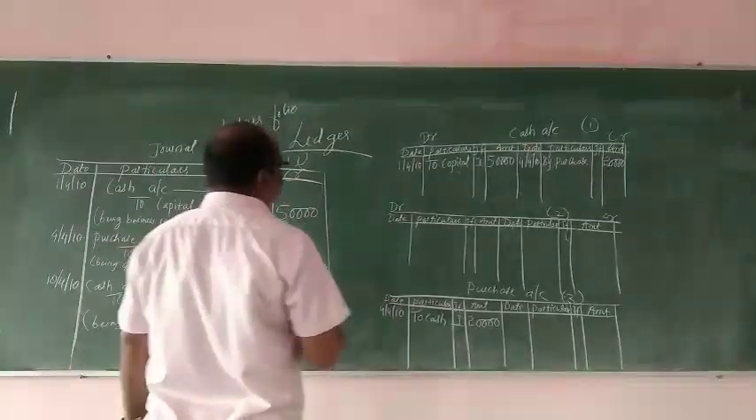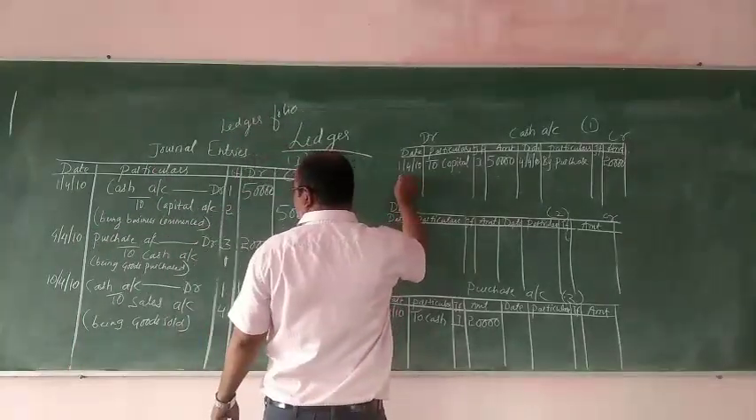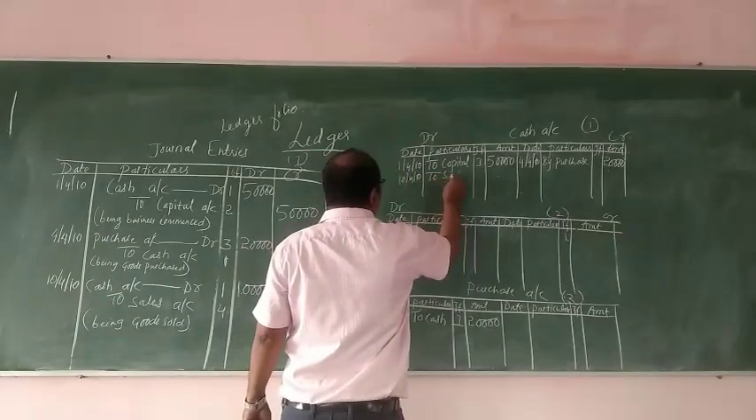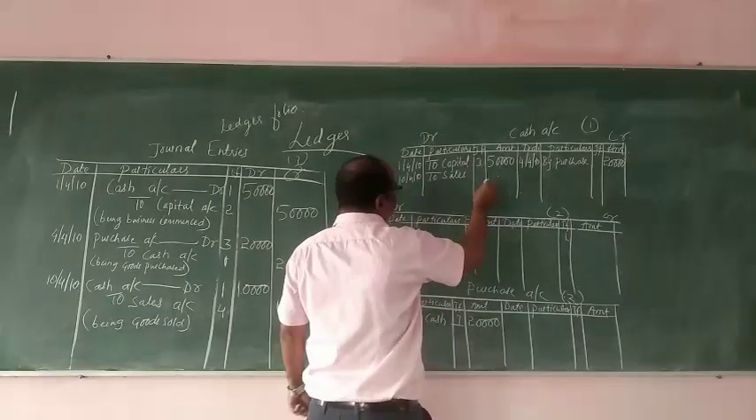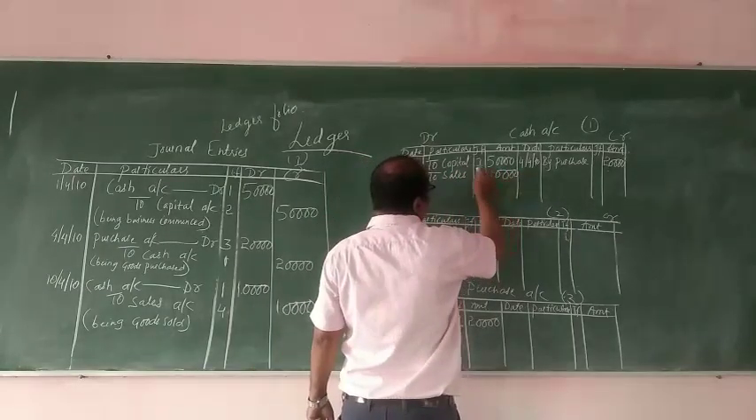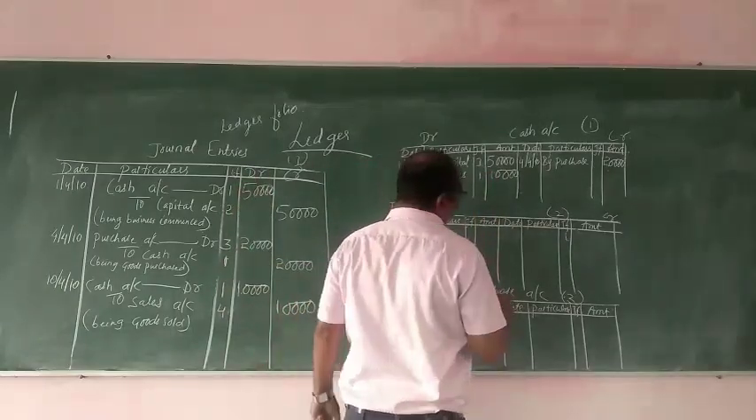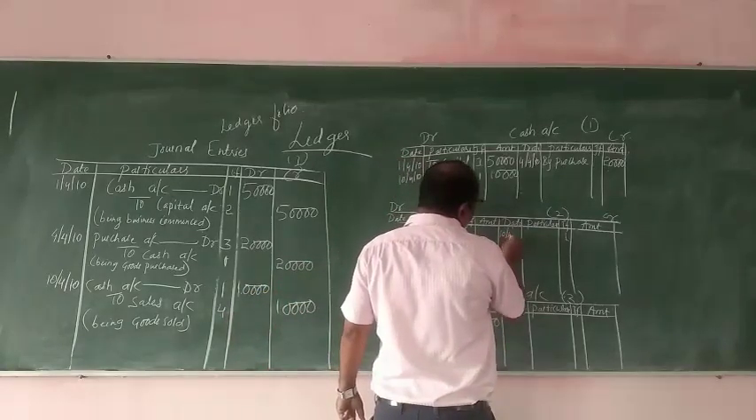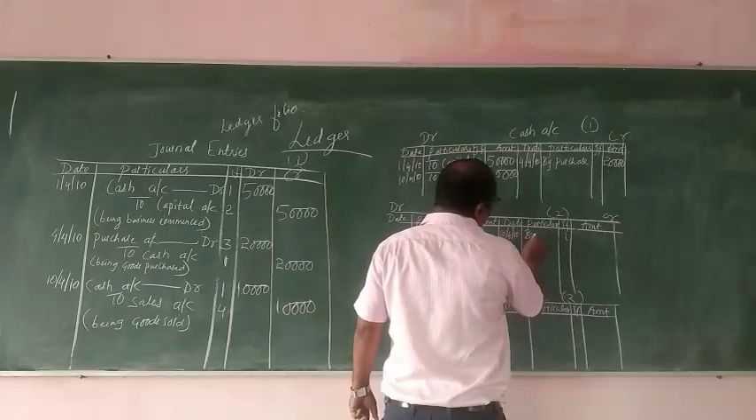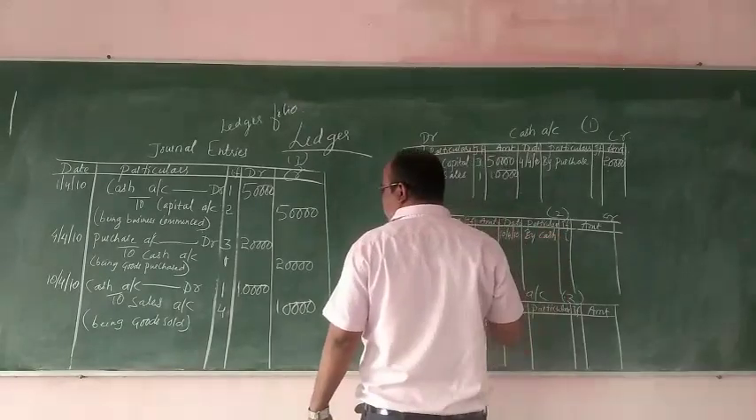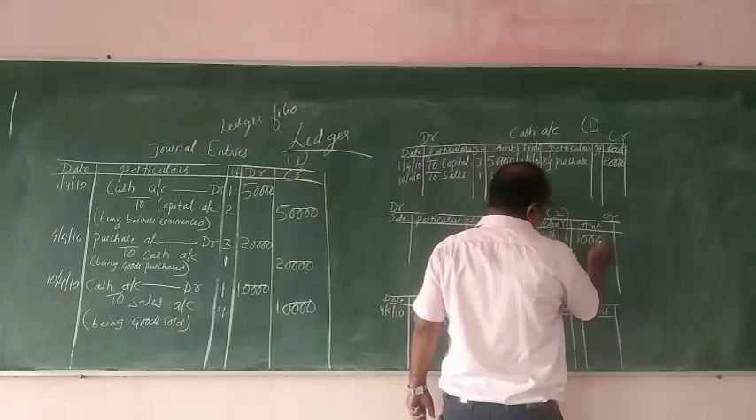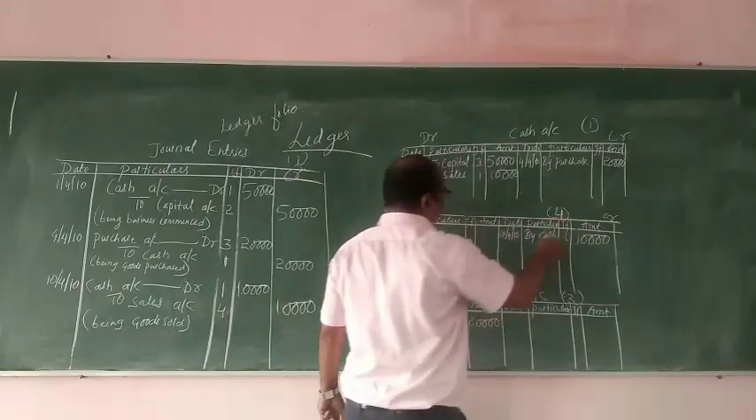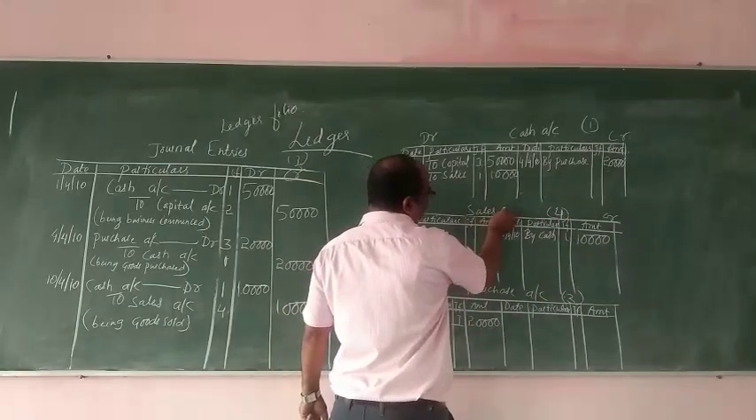So here the cash account is debited, on the debit side, 10-4-2010, to sales. How has the amount come? Because of sales. How much? 10,000. Page number 4 here, 1. This is page number 1. The sales account is credited, on the credit side. We will write by cash. How much? 10,000. So this is page number 4. This is called sales.